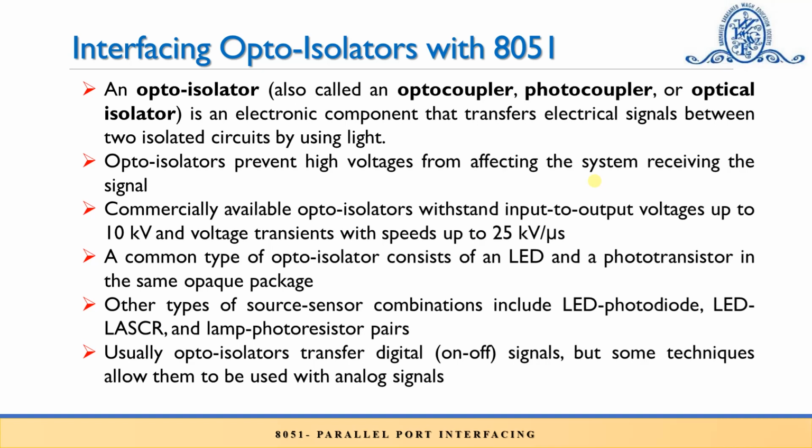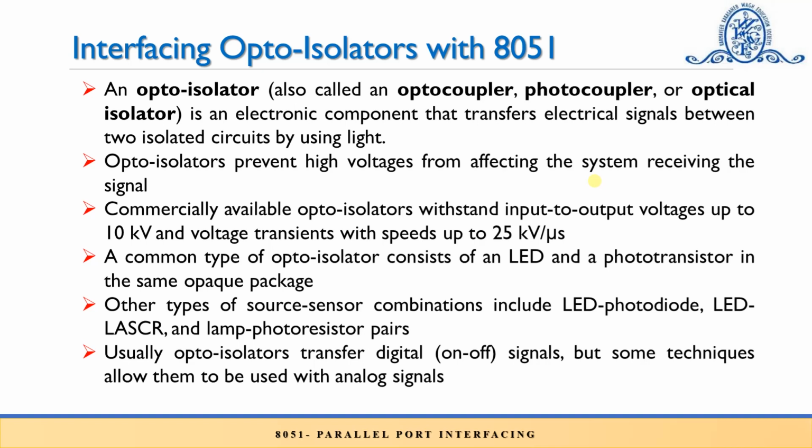Normally, the optoisolators withstand the input-output voltages up to 10 kilovolts, that is called as the isolation voltage of the optocoupler, and the voltage transients with speeds up to 25 kilovolts per microsecond. So they can save the circuitry from these high voltages and high voltage transients.